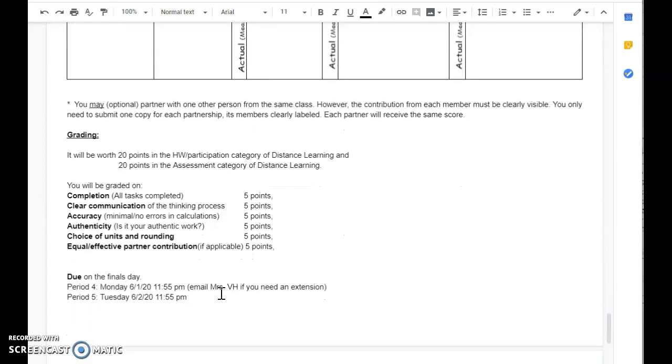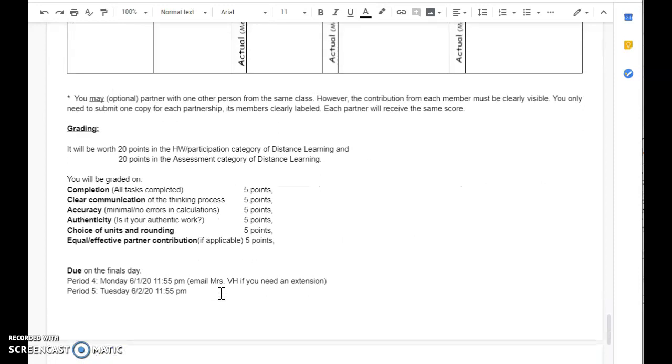And at the end, it gives you a little bit more information about when it is due, how it is graded, and so on and so forth, which is a repetition. Okay?